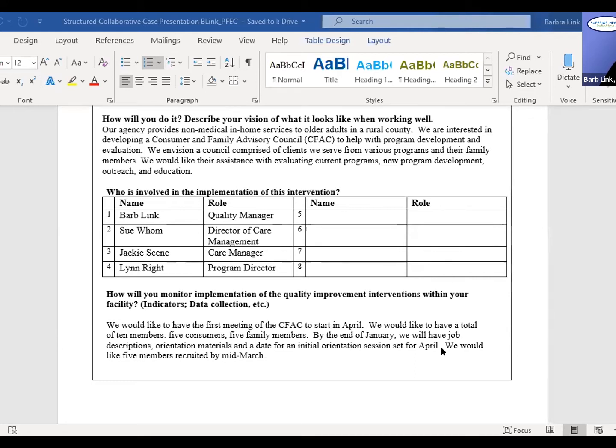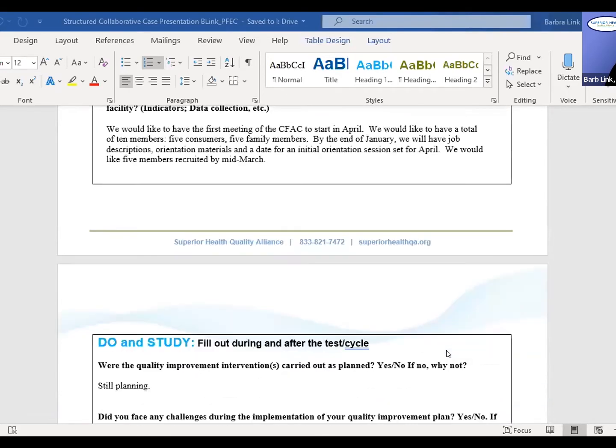And then our rollout would be by the end of January. We'd have things like job descriptions and orientation materials, and then set a date for initial orientation. And that goal would be sometime in April. And then we'd like to have at least 5 members recruited by mid-March, and then all of them recruited by April for the first orientation session.